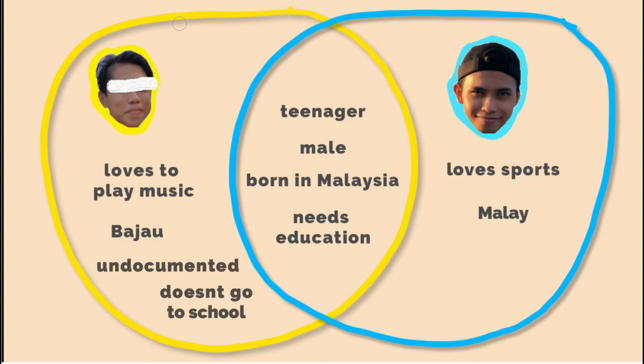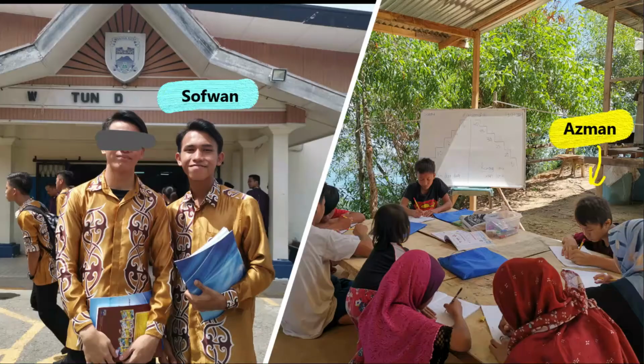Safwan, on the other hand, is a documented child. He has a birth certificate and he has a national ID or IC. Safwan goes to public school just like any other children. He can even choose any school that he wants to go to.